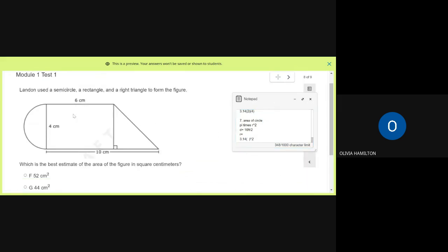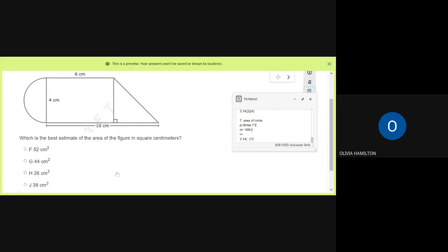Number 8. London uses a semicircle, a rectangle, and a right triangle to form the figure. Which is the best estimate of the area of the figure in square centimeters? So we're looking for the best estimate of the area in square centimeters. Once again, the square lets us know very well that we're finding area. This one I'm going to do on the whiteboard because I'm going to redraw this picture to label it with my numbers.